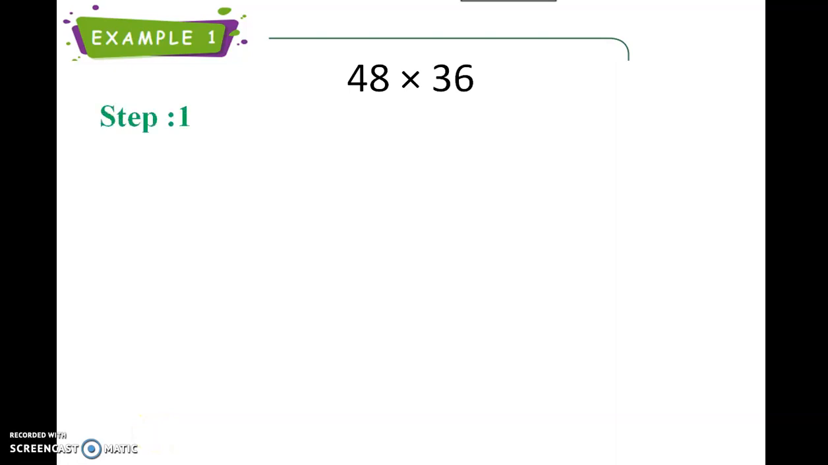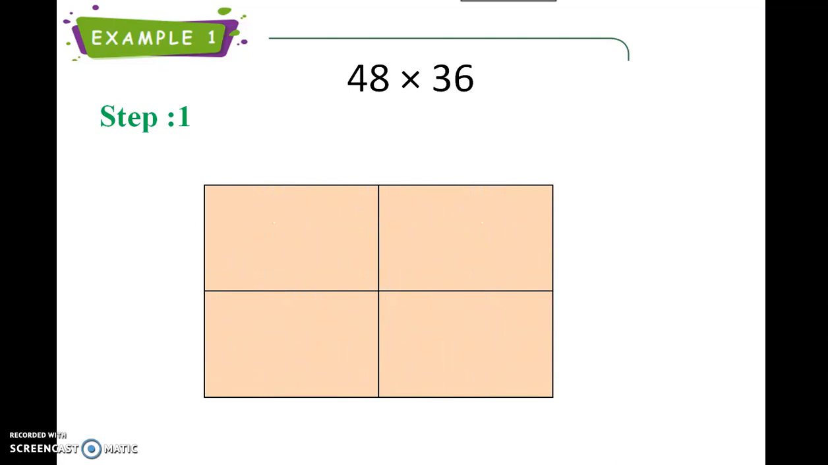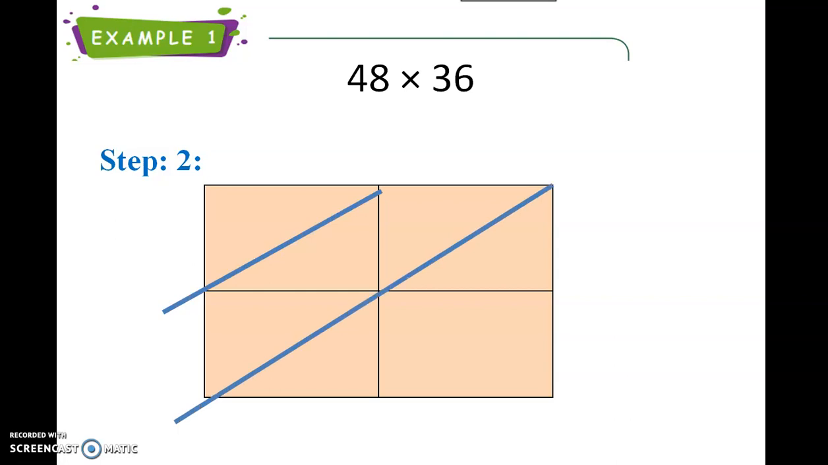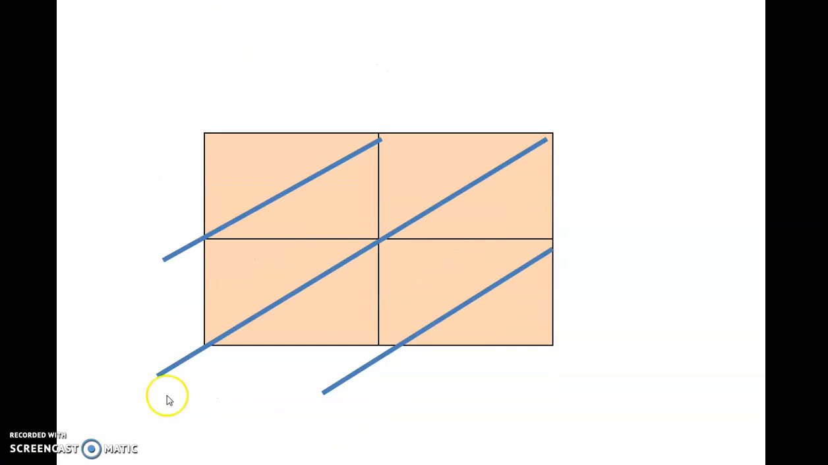48 multiplied by 36. We can do the lattice multiplication. Step 1: create a box with 2 rows and 2 columns. Step 2: divide each box into 2 separate boxes. Step 3: we have to write the 48 in the upper box and 36 on the side.